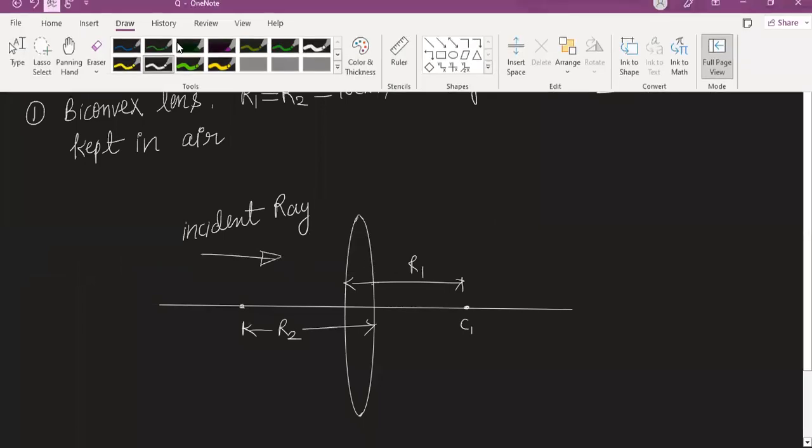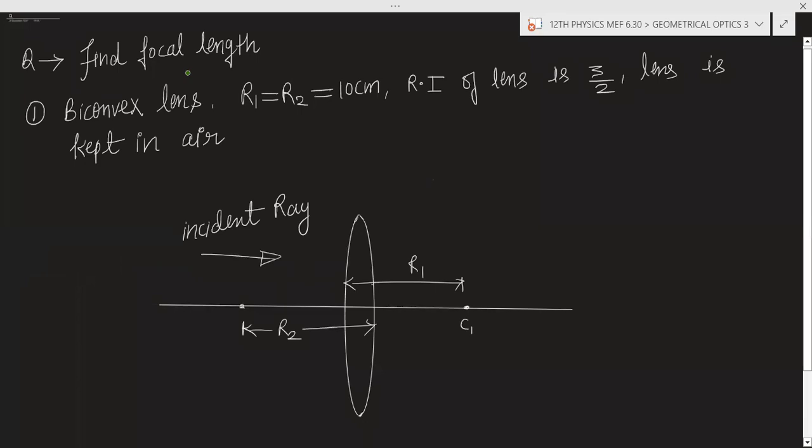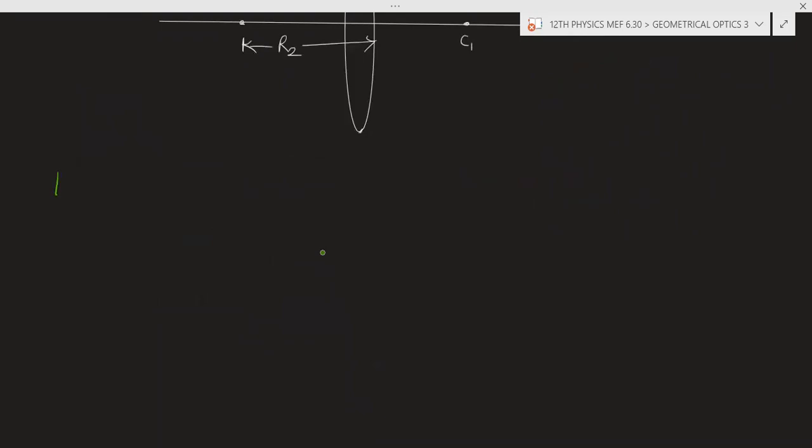So we want to find the focal length. This direction is the positive direction and this direction is the negative direction. So we have to find the focal length of this lens. To find the focal length of the lens, we have the lens maker formula. What is that? 1 upon focal length is equal to refractive index of the lens divided by refractive index of the surrounding medium minus 1, multiplied by 1 upon radius of curvature of surface 1 minus 1 upon radius of curvature of surface 2.